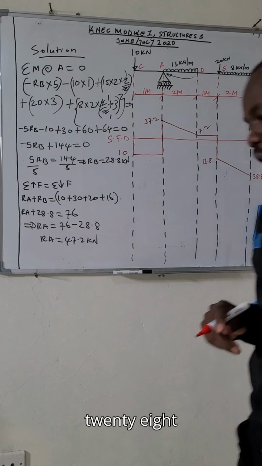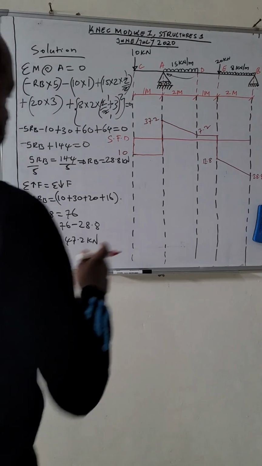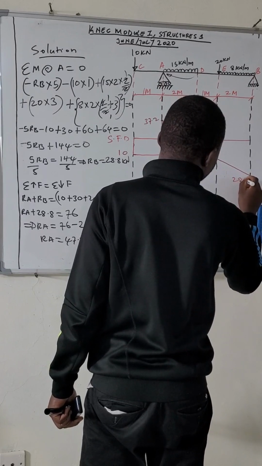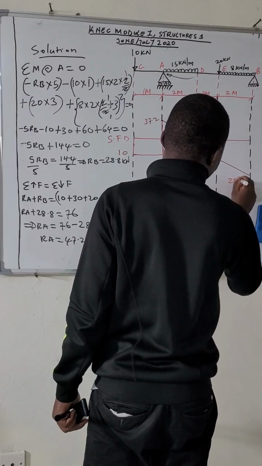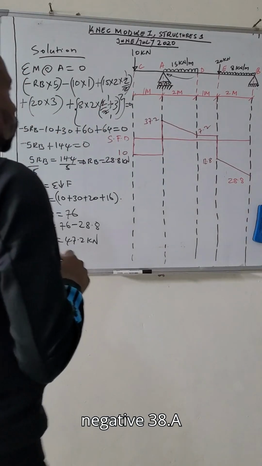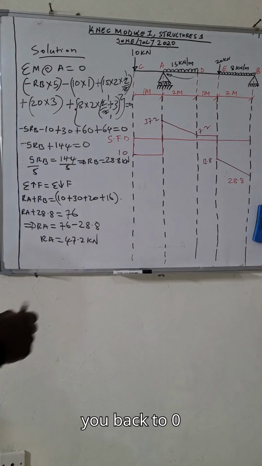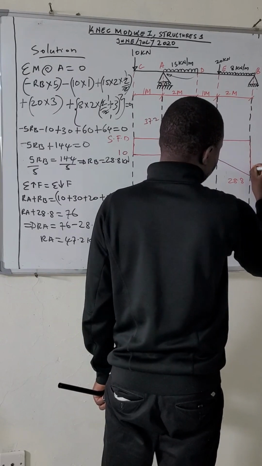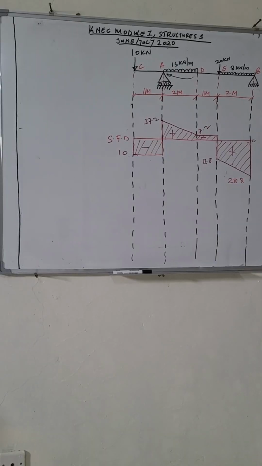So negative 28.8, add reaction at B, which is 28.8. It will bring you back to 0. So this is 0.